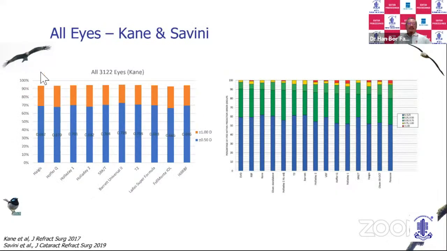Okay. Now, there's another publication by Kane in 2017, and another one by Savini in 2019. For Kane, we found that Barrett was very good here, over 80%. RBF is close to 80%, T2 is close to 80%, Holiday 1 is close to 80%. Savini was using a different swept-source biometer, and he has gotten very good outcomes. For him, EVO, RBF, and Kane were the top 3, hitting 90% with these 3 formulas, while Barrett and T2 are close to 90%.